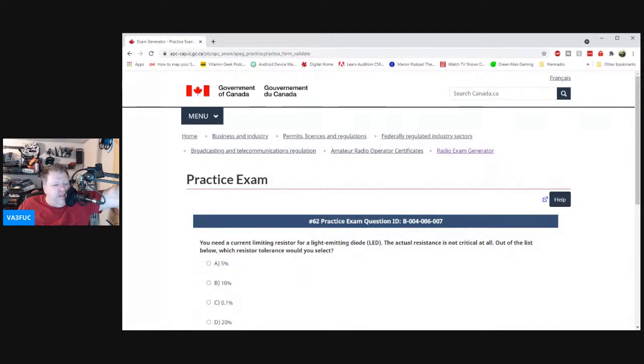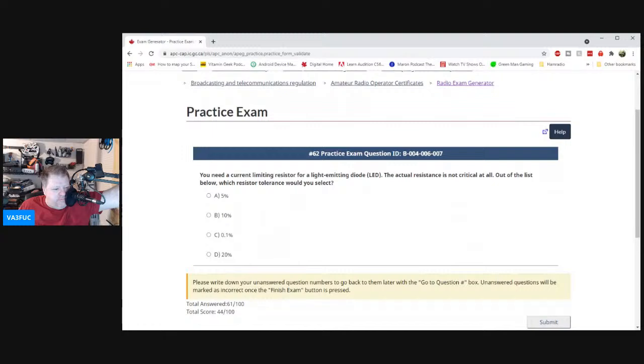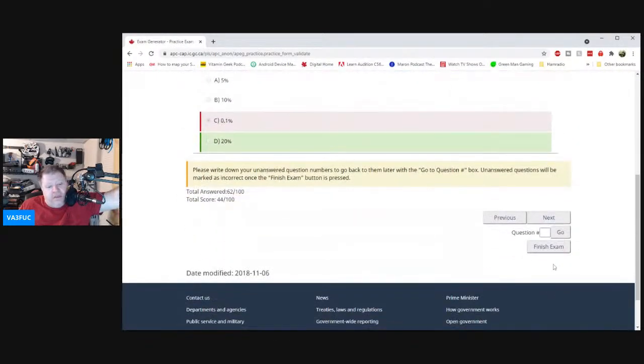You need a current limiting resistor for light emitting diodes, LEDs, to actually resist... may not be critical at all. Out of the choices below, which resistor would you select? Oh, they want 20%. Okay.